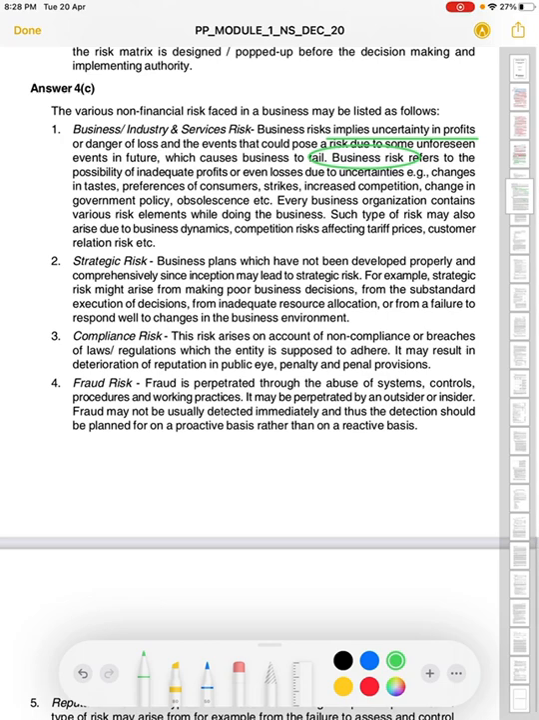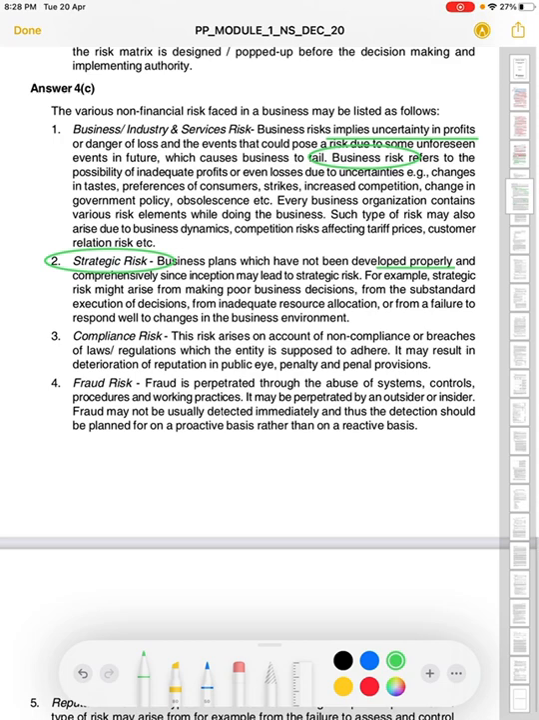Another is strategic risk. What are the strategic risks that can be associated with non-financial risk? A business plan which has not been developed properly and comprehensively since inception may lead to strategic risks. Means a business which has not been developed properly can have a strategic risk over the enterprise.